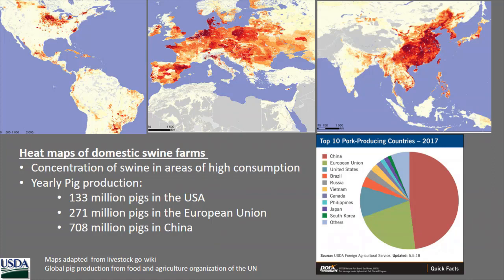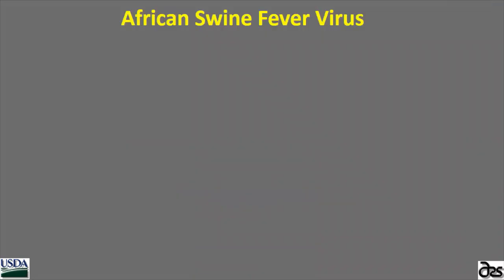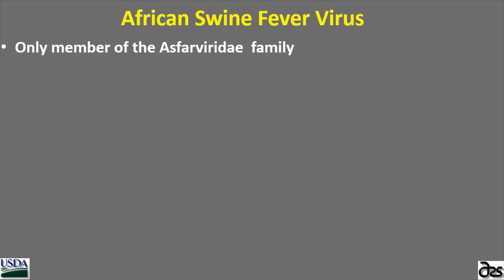And when you look at it in graph form, you can see here in red that about half of the pigs in the world are produced in China. And that brings us to African swine fever virus. It's the only member of the Asfarviridae family.